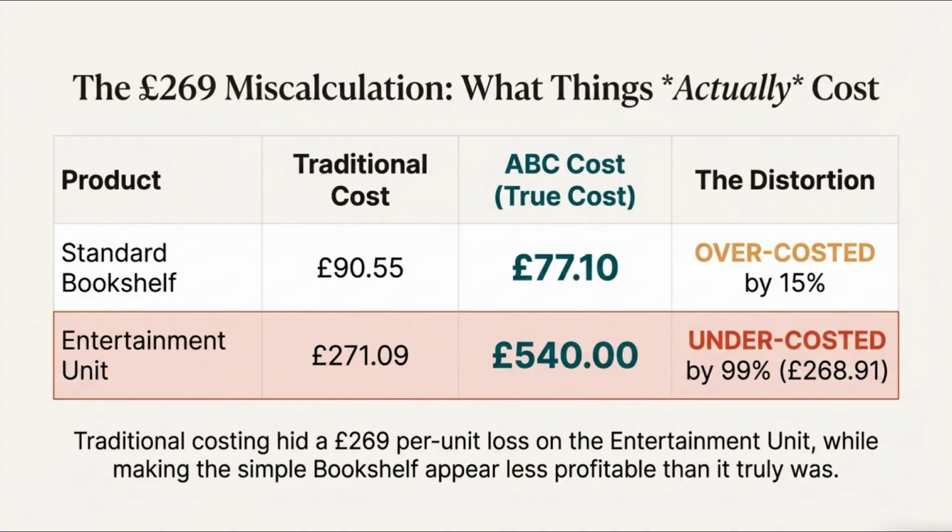Traditional costing hid a £269 per unit loss on the entertainment unit, while simultaneously making the simple bookshelf appear less profitable than it truly was. This is the fog that ABC lifts. Without accurate costs, you're flying blind. You're making pricing decisions, product decisions, and strategic decisions based on numbers that are fundamentally wrong.